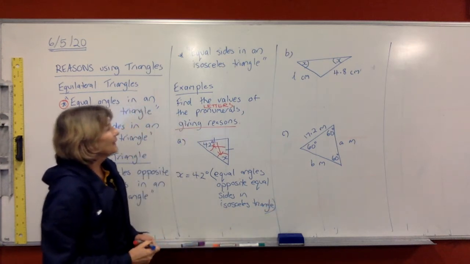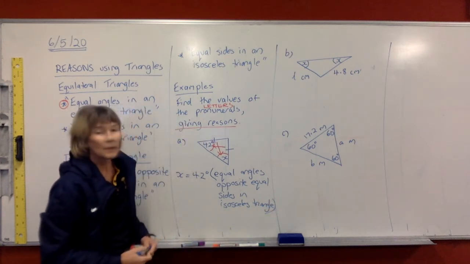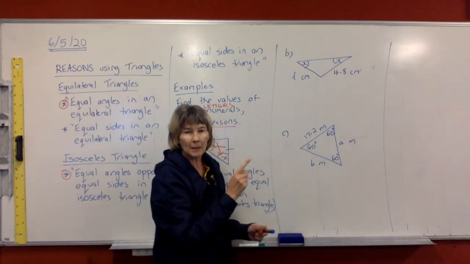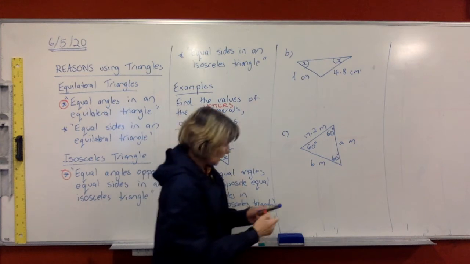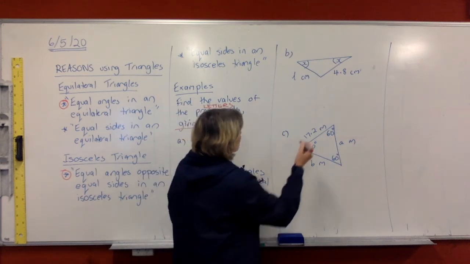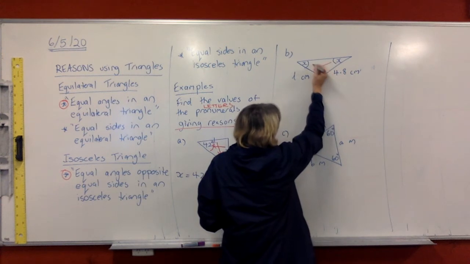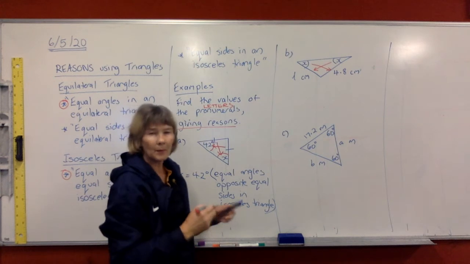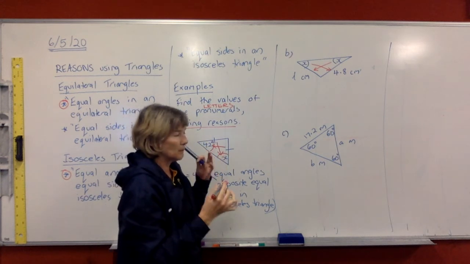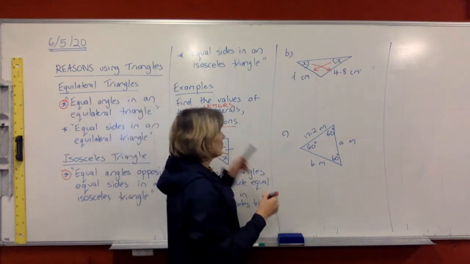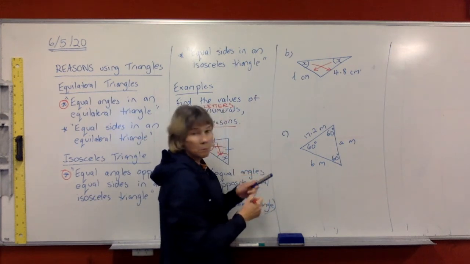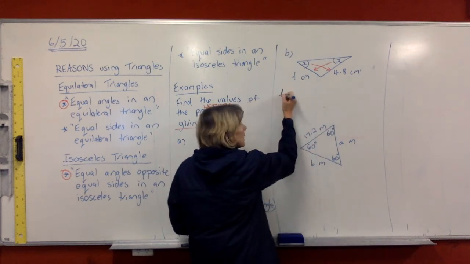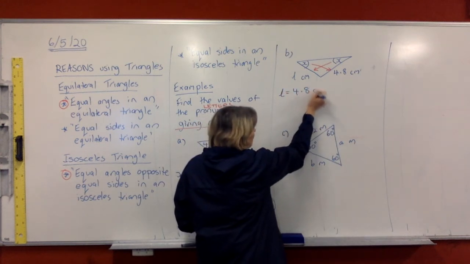Okay, in B, if we have a look up there, they have given you an X and an X. Now that means if they've been labelled with the same letter, they are equal angles. So we're going to go opposite those equal angles, and we are going to be pointing at two equal sides. I haven't actually written this reason down right over here. I'm going to change it a bit here. So we are now pointing at two equal sides. So that means that this and this are equal. So that means that L will equal 4.8 centimetres.